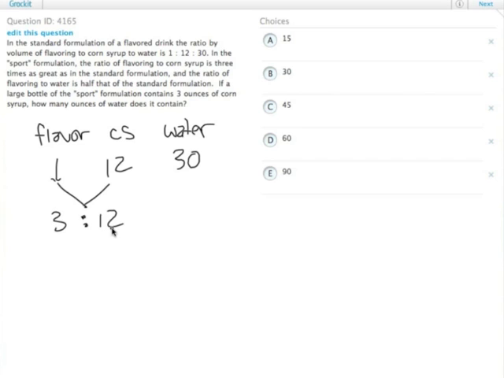to 12. And the ratio of flavoring to water, that's these guys, is half that of the standard formulation, so a lot more flavor. And in order to be half that, instead of being 1 to 30, it would be 1 to 60.